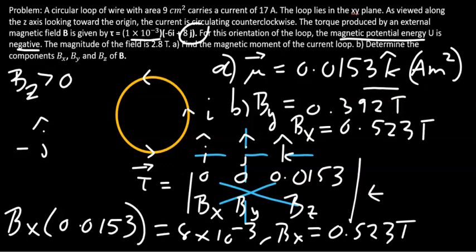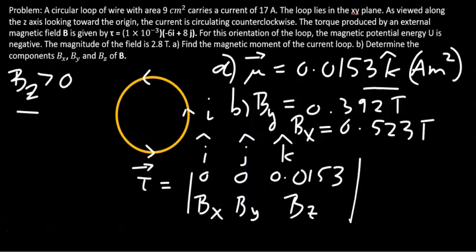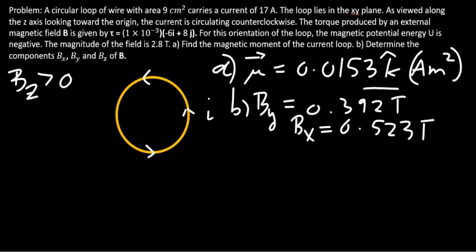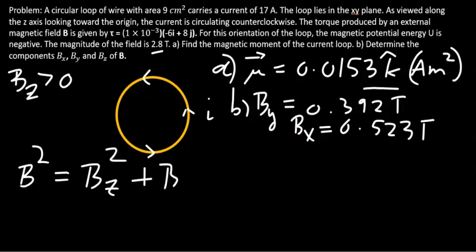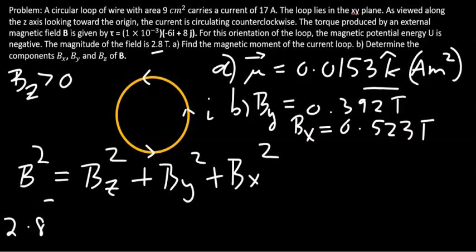So we have the x component of the magnetic field now, 0.523 Tesla. That leaves us with only the Z component. What is it? Well, we can no longer find any additional information from this determinant. However, we are told that the magnitude of the magnetic field is 2.8 Tesla. So that means the magnitude squared is the same as Bz squared plus By squared plus Bx squared. So B squared is 2.8 squared. Bz we don't know. That's what we want to solve.